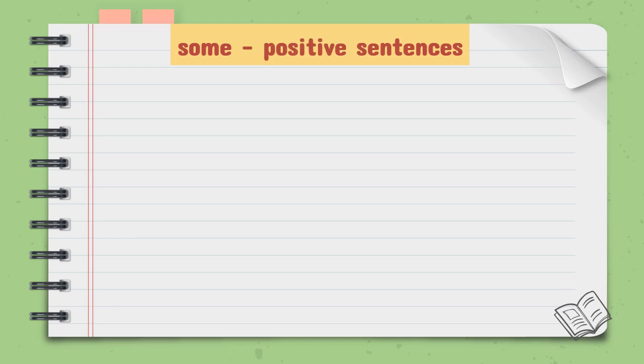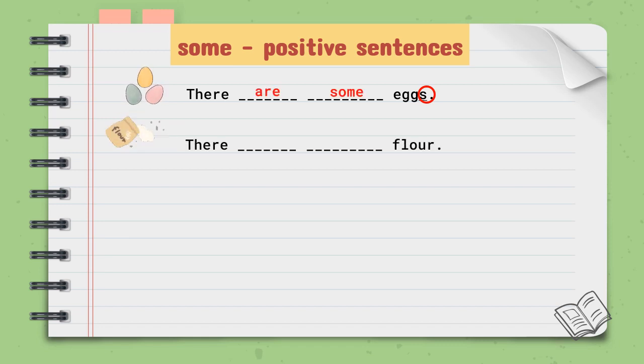Remember, some is for positive sentences. First example, there blank blank eggs. Eggs here, is it countable or uncountable? It is countable because there is s at the back, so we should use are. There are some eggs. Next, there blank blank flour. Flour is uncountable. For uncountable we use is. So there is some flour.